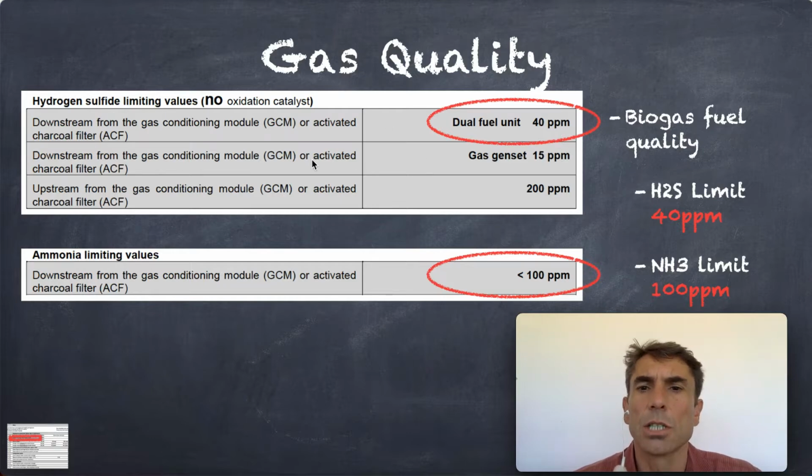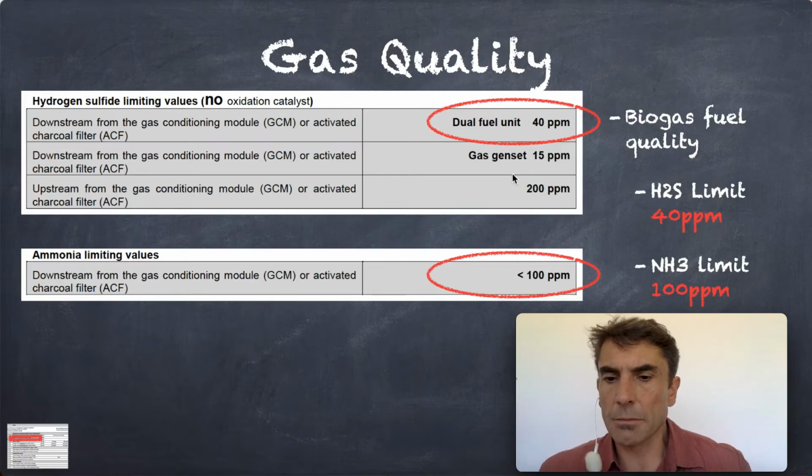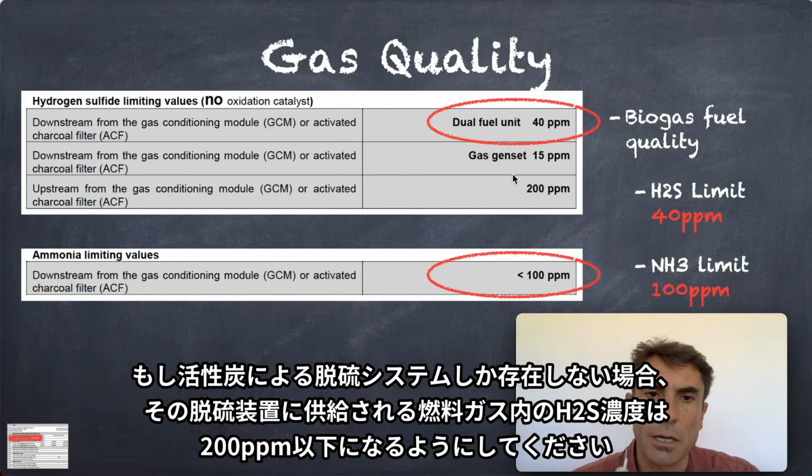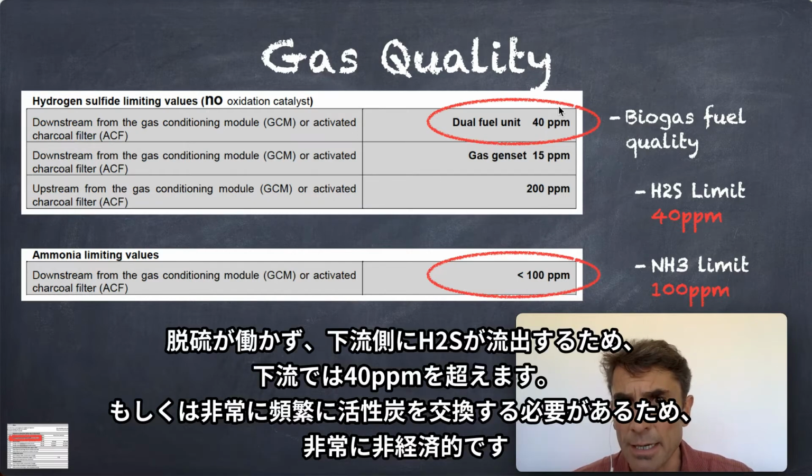For the gas genset or gas CHP of Schnell we need less than 15 ppm. Upstream, if you have your own gas treatment system, then the upstream is up to you. But if you only have an active carbon filter in between, the upstream should not have a content higher than 200 ppm. Otherwise, the active carbon filter will very quickly be full of H2S and cannot filter anymore. Then you will get a higher ppm downstream to the CHP, and you have to replace the active carbon. That means at the end of the day, the cost of maintenance will increase.